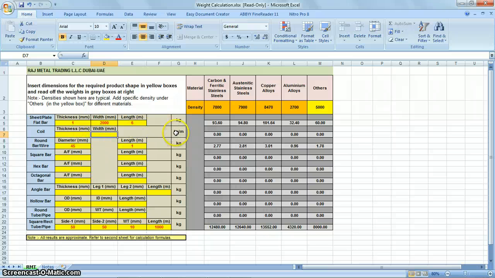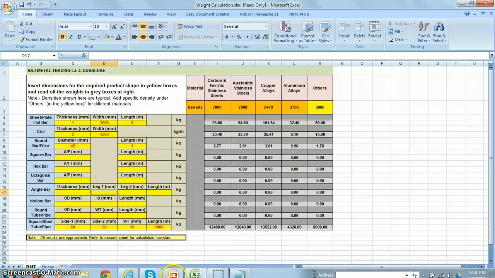Then come over here. You just need the thickness and the width. You basically get kg per meter. Say for example it is a 2 mm coil and the width is 1500, 1.5 meter. So you get basically 23.4 kg per meter if it's carbon steel, or for stainless steel, you get 23.7.